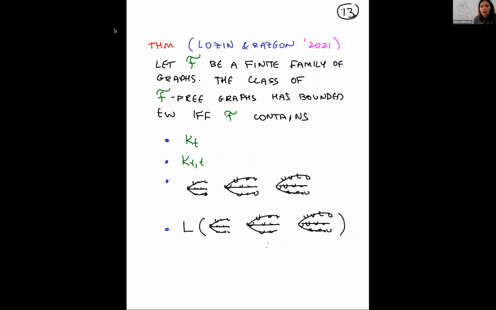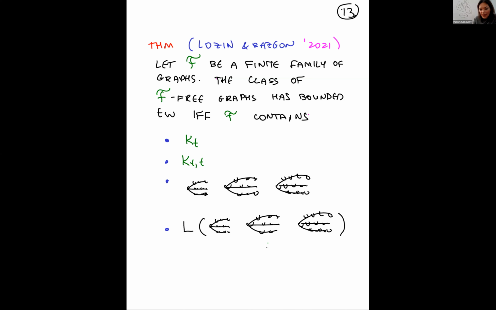Okay, so Lozhin and Razgon also thought about it from a slightly different angle. In 2021, they published the theorem that tells you what finite family of obstructions would work, right? If I forbid a finite family of induced subgraphs, what does it need to be in order to guarantee bounded tree width? And they prove that it's if and only if this family contains a big clique, a big complete bipartite graph, a graph all of whose components are a subdivided claw, subdivided K13, and the line graph of such a graph.